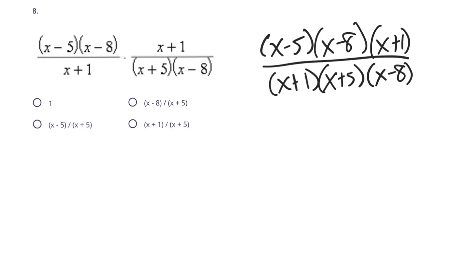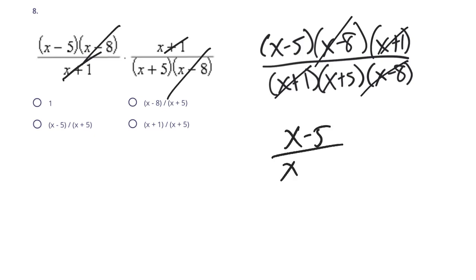I didn't really have to do that. I could have just started marking out things that matched up over here that cancel each other out. So I have x plus 1 and x plus 1 cancel each other out. Same thing over here. They cancel each other. Then I have the x minus 8 and the x minus 8 cancel each other because I have 1 on top and 1 on bottom. The only thing I have left now is the x minus 5 on top and an x plus 5 on bottom. So that looks an awful lot like this option.